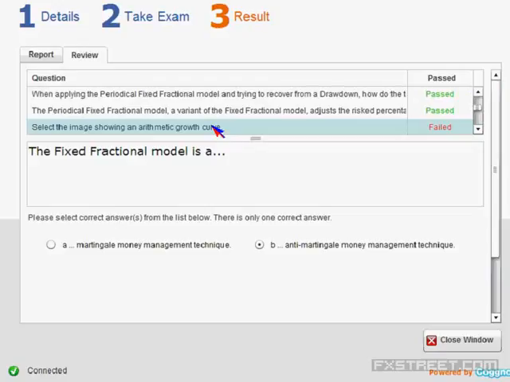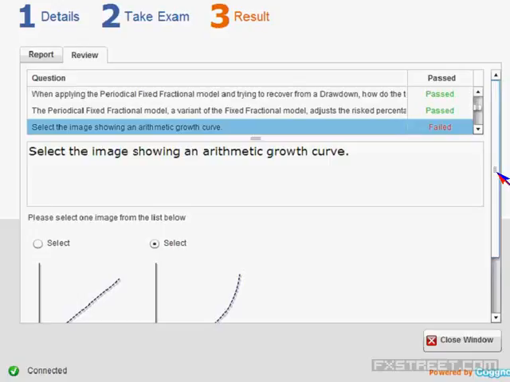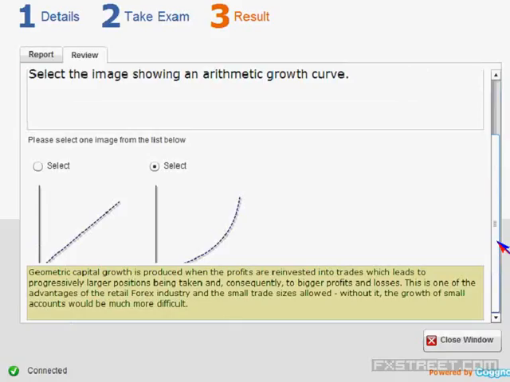Let's see another one which we haven't answered right. An arithmetic curve. Okay. A geometric capital growth is produced when profits are reinvested into trades, which leads to progressively larger positions being taken and consequently to bigger profits and losses. Okay. So we selected the wrong curve.